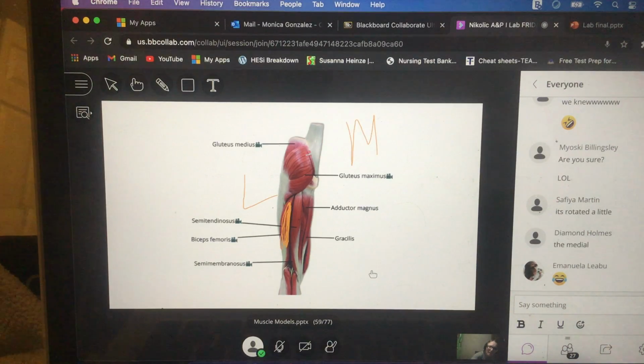Okay, medial. Again, here's the iliac crest. Here's your... technically that would probably be the vertebra, right? So we're in the midline here, okay?